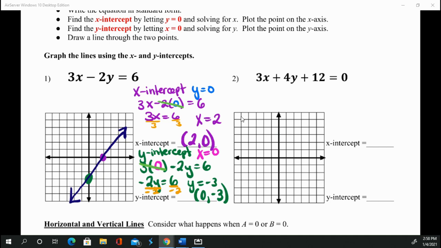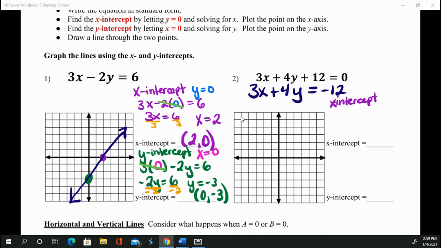For number 2, our first step, we want to write this in standard form. So to do so, we need to subtract 12 from both sides so that we get it so it's ax plus by equals c. So standard form is 3x plus 4y equals -12. And we're going to do the same thing. We're first going to start by finding the x-intercept.